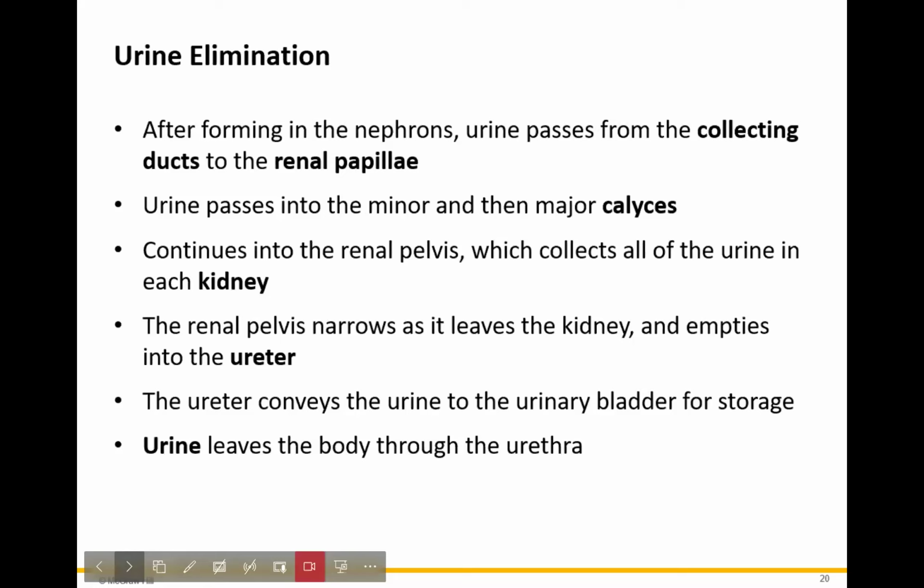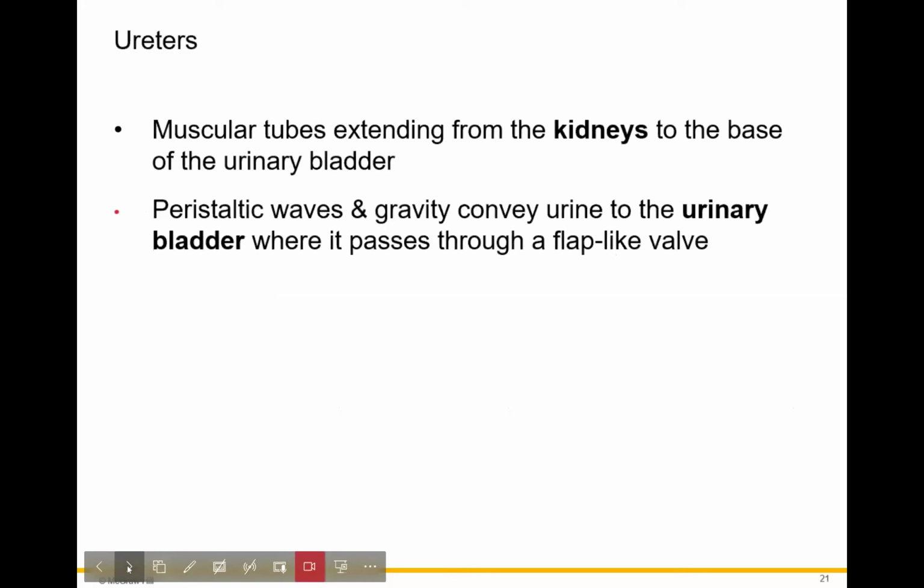Remember, there's three regions of the kidney. There's the cortex, medulla, and pelvis. And from the pelvis, it's then going to leave the kidney by the ureter. The ureter is going to transport the urine to the urinary bladder for storage, and then it exits the body through the urethra.